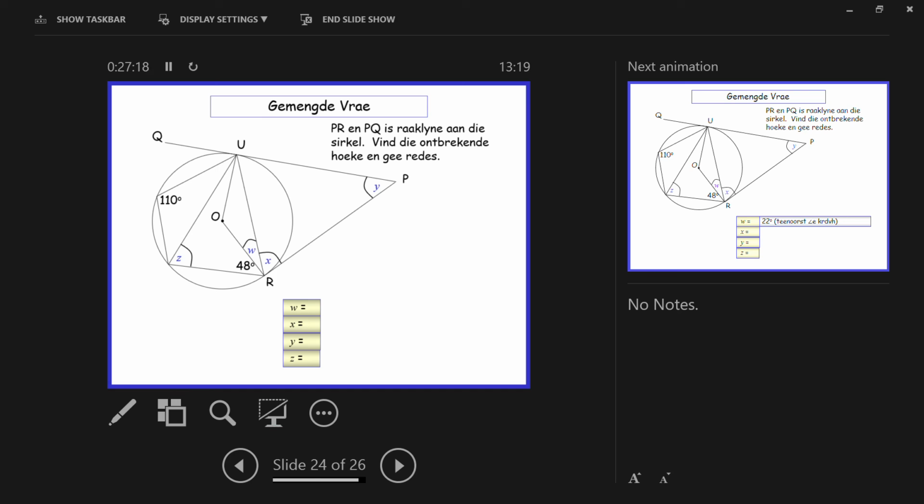Nee, dis al nie die kans. 110, meaning that angle will have to be 70. Nee, want 110 plus 70 gee ons maar 180. But that's already 48, so hoeveel gaan weer wees? 70 minus 48. Do you guys see that? Right, so 22 degrees, and that is opposite angles of a cyclic quad. Right?